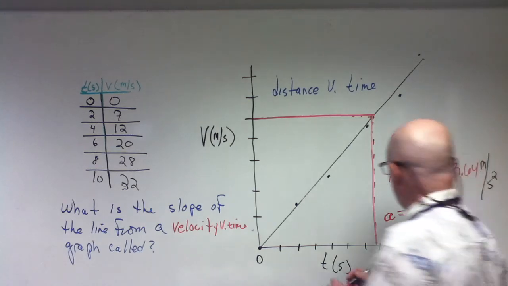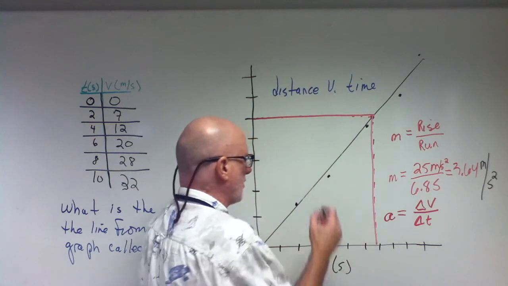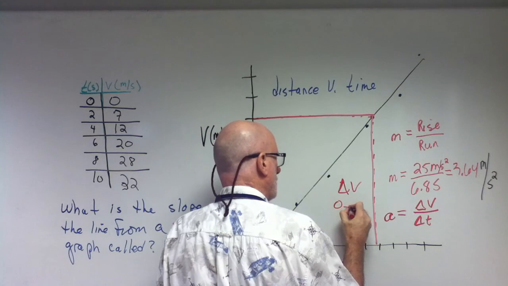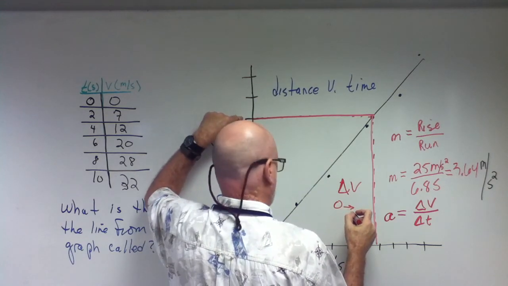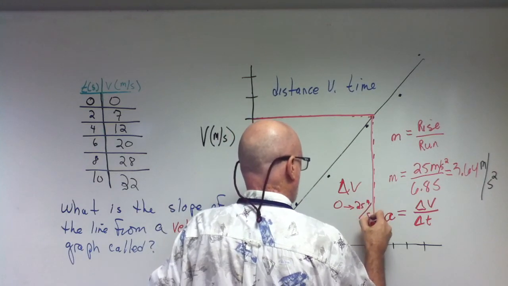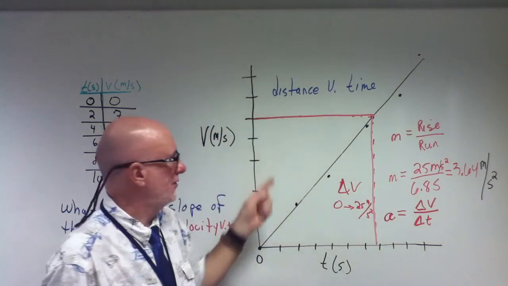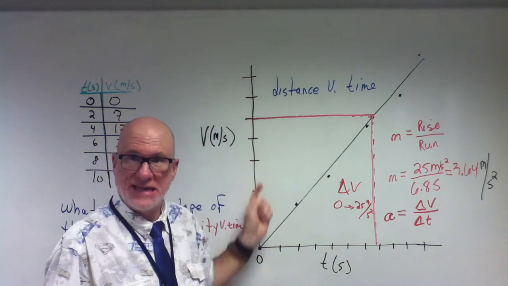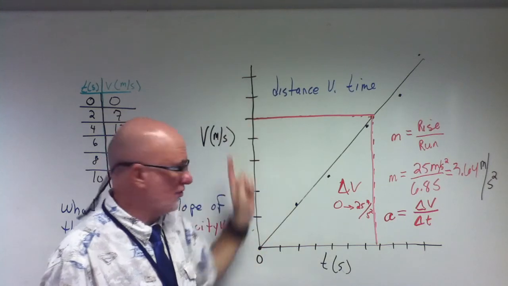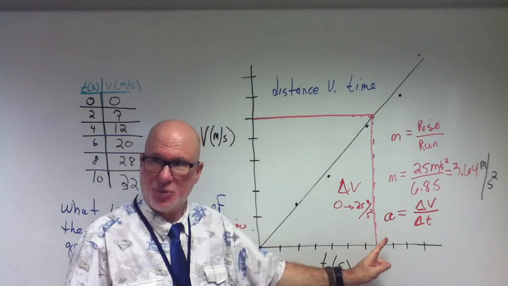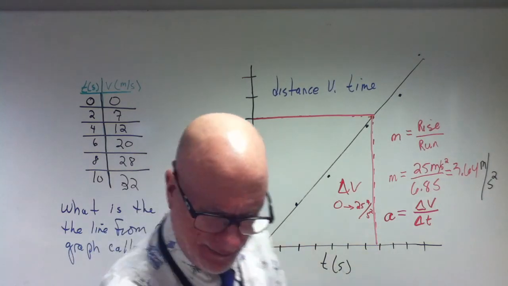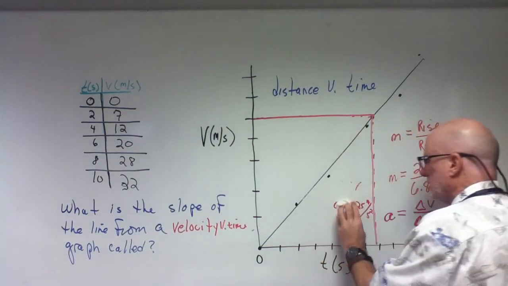So here's the change in velocity. It goes from 0 to what? Does it go from 0 to 25? You see that? So isn't that the change in velocity over the change in time? It goes from 0 to 6.8. This is looking a little bit crazy.